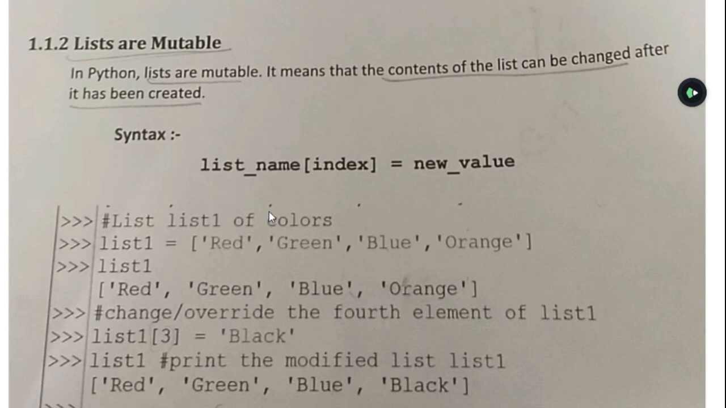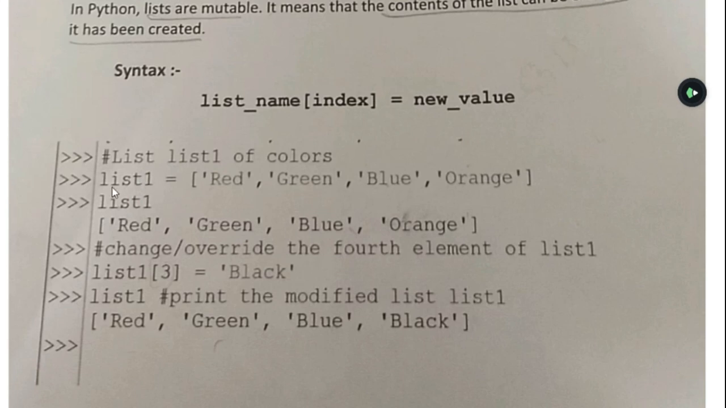So I'm going to tell you an example. See here, list 1 is equal to red, green, blue, orange. Now we have printed list 1. Then we get output red, green, blue, orange. Now we have to change the fourth element of list 1, orange. The index value of orange is 3. So now we write list 1 of 3 is equal to black. Then we get black in place of orange.